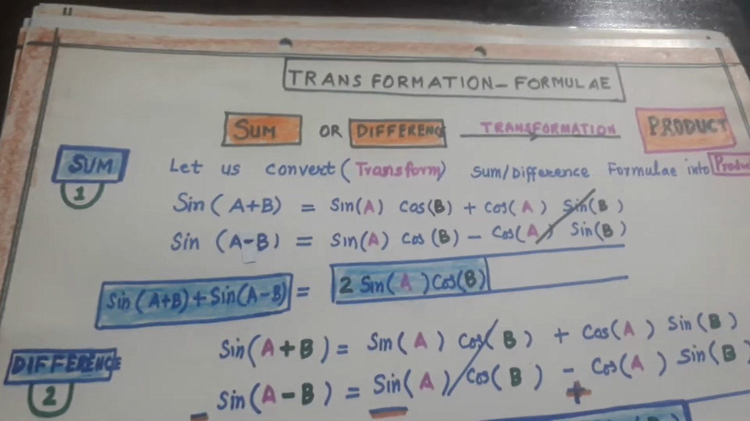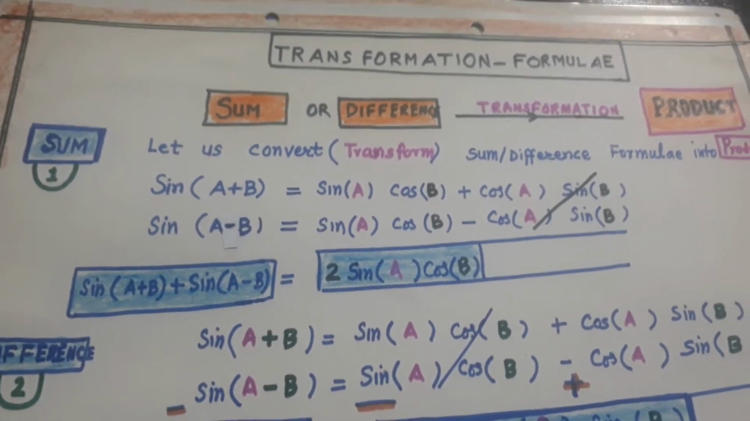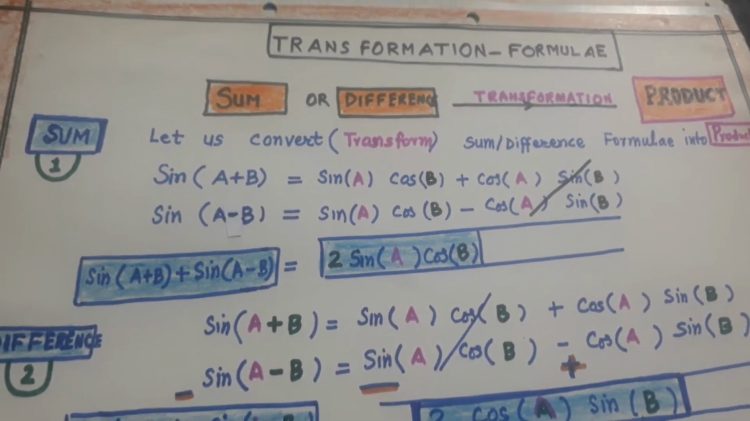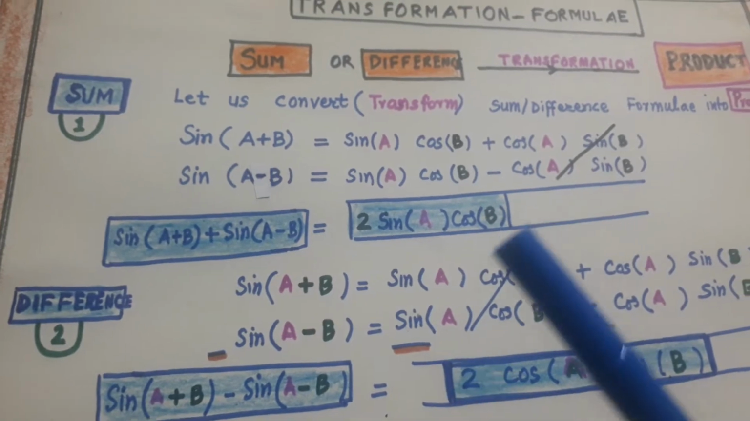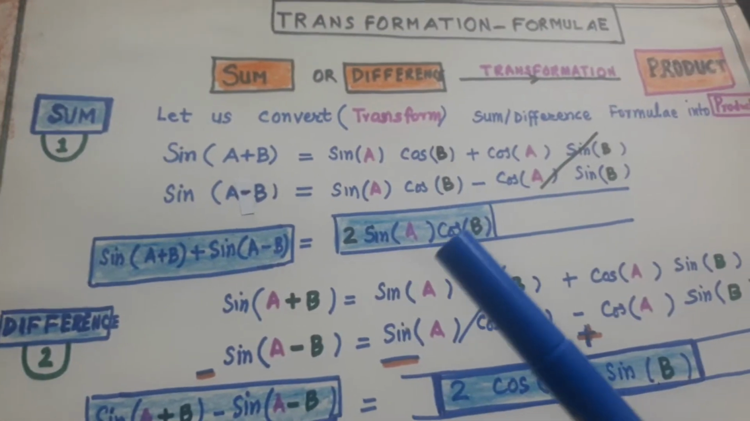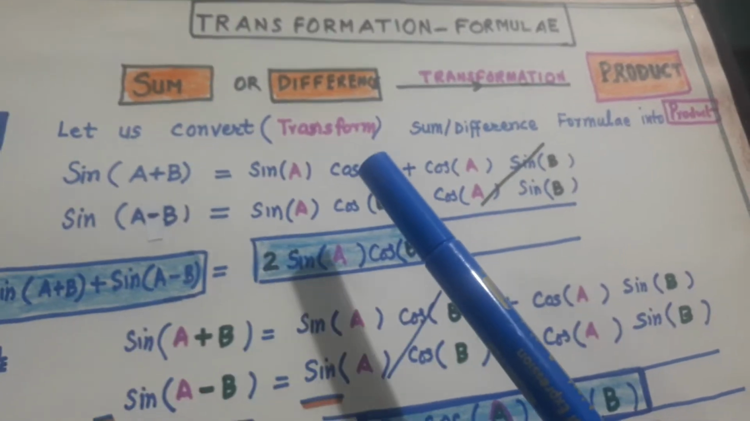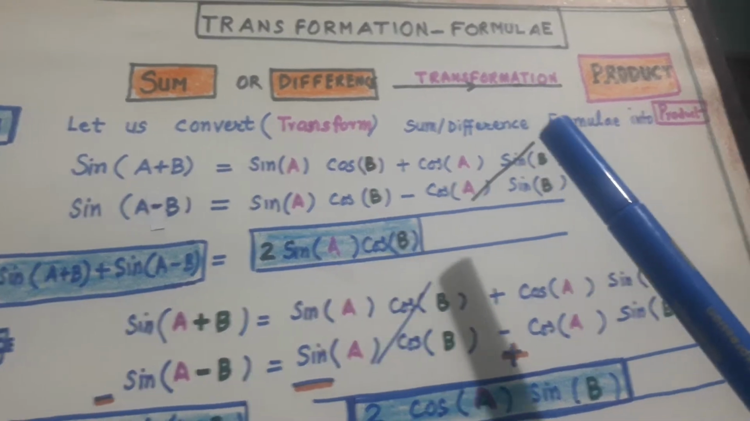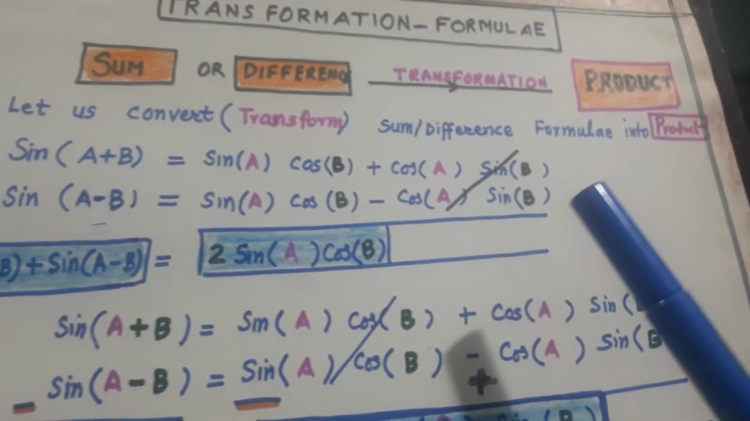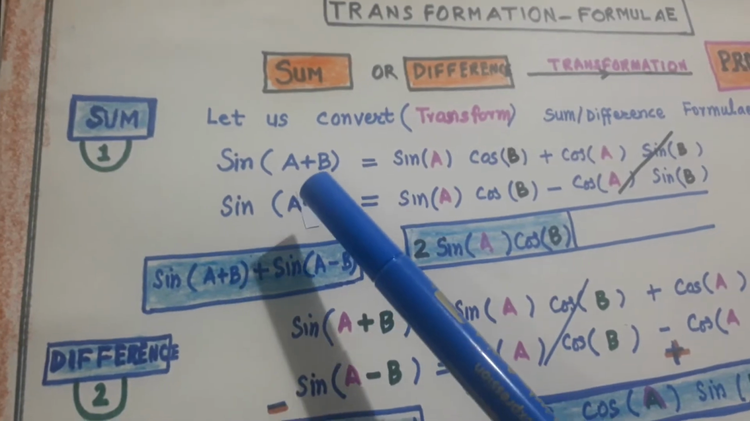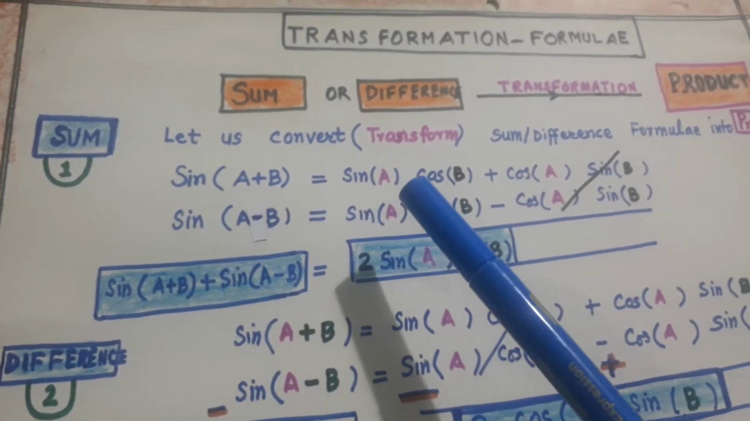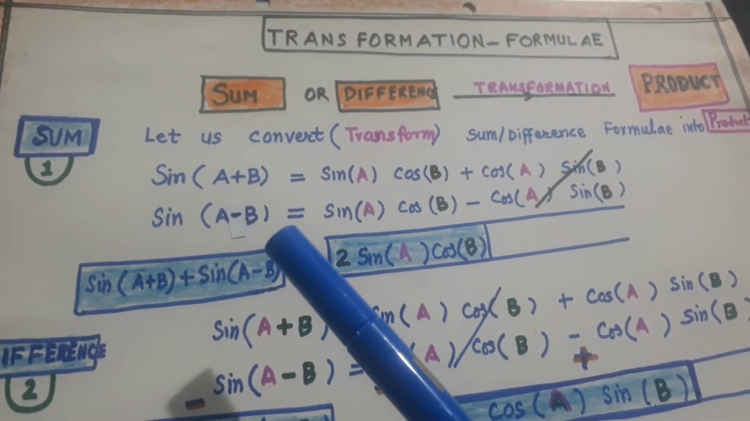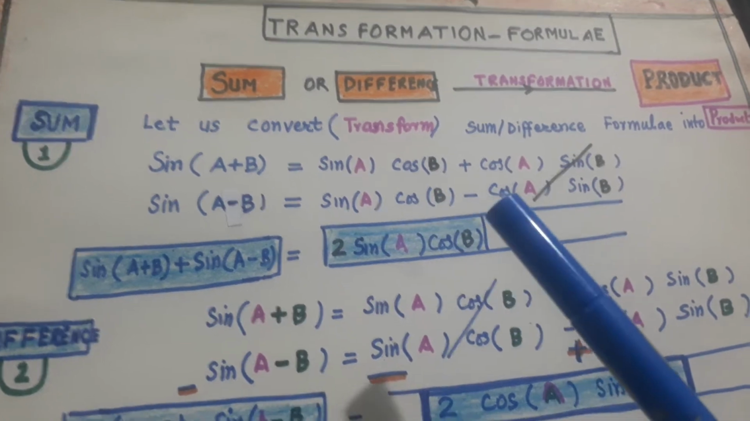Now, these formulas have been derived with the formulas we have already derived by making their sum or difference. Let us convert or transform sum or difference formulae into product formulae. So here is the one. Sin A plus B is equal to sin A cos B plus cos A sin B. And sin A minus B we know is sin A cos B minus cos A sin B.